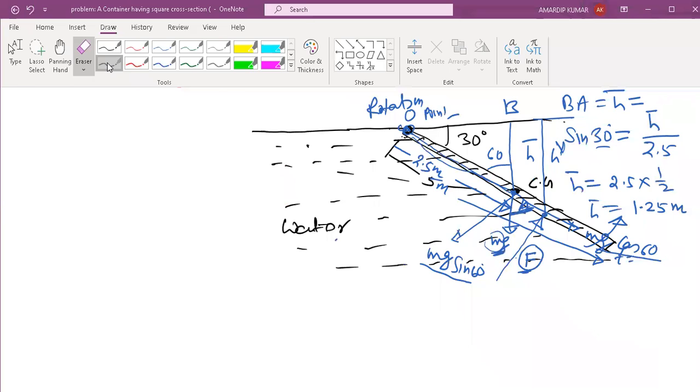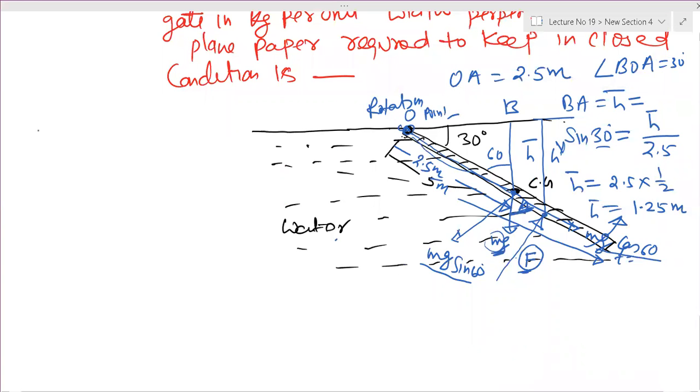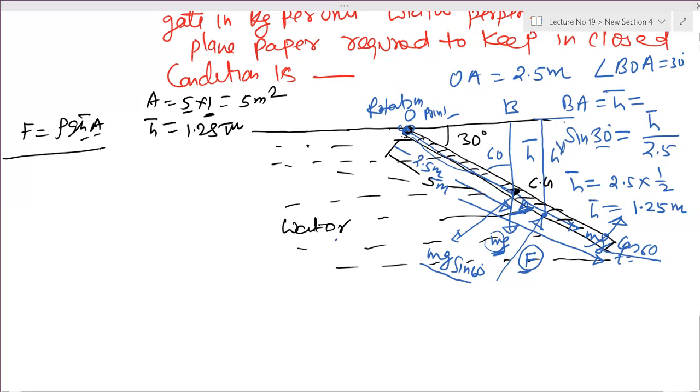Let us write now. First we will calculate force. Force is rho g h bar A. We know h bar and the area of the plate. Area of the plate is how much? That is 5 into 1, which is 5 meter square, because width is 1 and length is 5 meters. So h bar is how much? That is 1.125 meter, half of 2.5 meter. So you can calculate this force value.